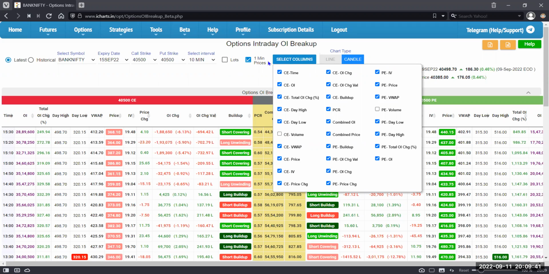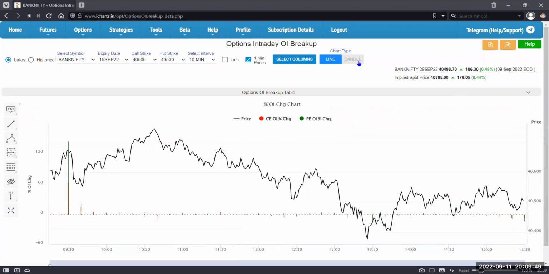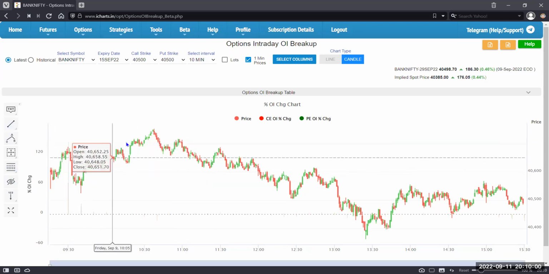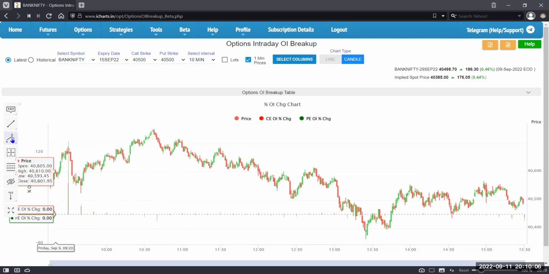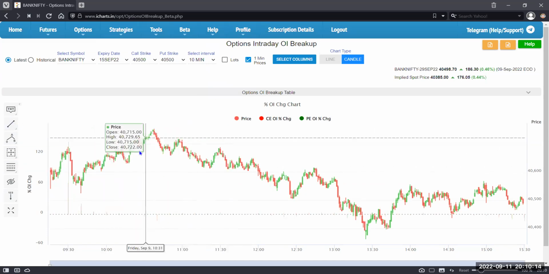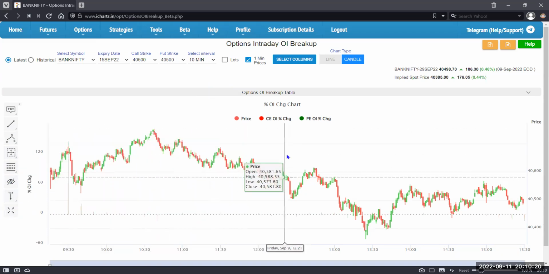So you can unhide columns from here. And this line and candle toggle is for converting this from line to candle. There is a toolbar here for drawing, and you can draw, but you cannot save it. This is only temporary. It will save to your session, but once you log out or clear your browser cache, the drawing will go away. So this is only for temporary drawing, if you just want to analyze something quickly.